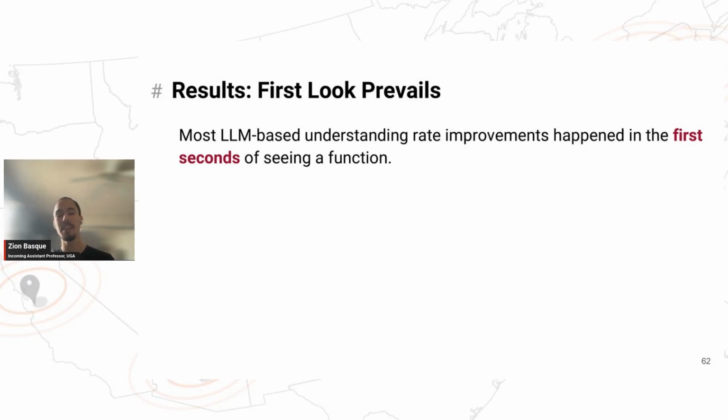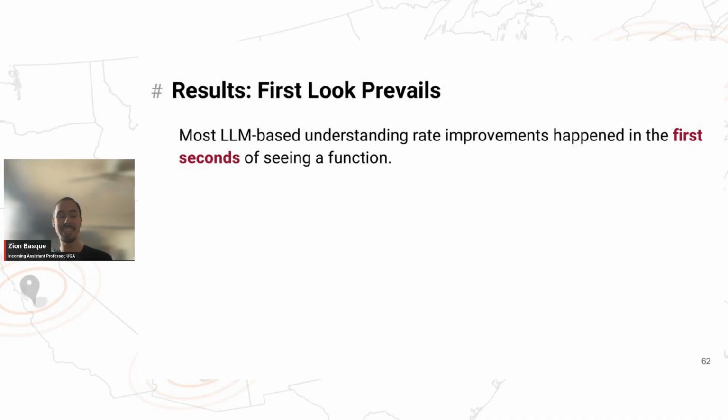Additionally, we saw something we call the first look strategy, i.e., using a large language model in the first few seconds of ever seeing a function. This was actually the dominant strategy for getting any improvement with large language models. If a reverse engineer enters a function and uses a large language model in those first 60 seconds of seeing the function, that was likely the only time they got improvement using a large language model. If they used it later, let's say 5 minutes after looking at the function, they likely saw no improvements.